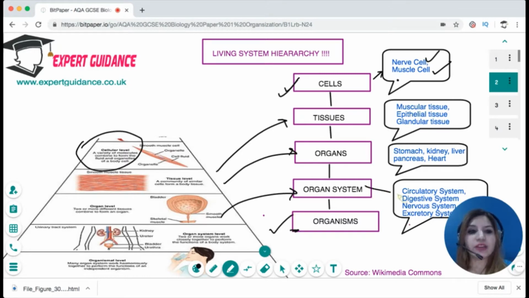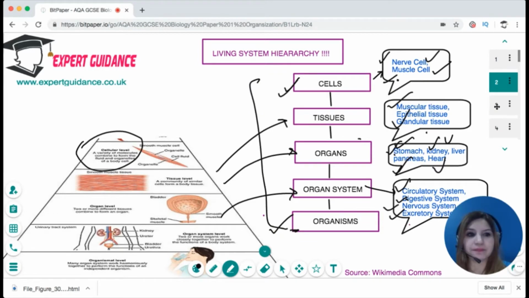Now, what are the different organ systems? Like the circulatory system, digestive system, nervous system, and excretory system, they make up the different organ systems of animals. And if we talk about just the digestive system, the different organs in that will be stomach, kidney, liver, pancreas, heart. These are the different organs. And then the organs are further made up of smaller tissues like muscular tissue, epithelial tissue, glandular tissue, and the tissues are made up of collections of cells. So you should know this hierarchy and the examples of them.